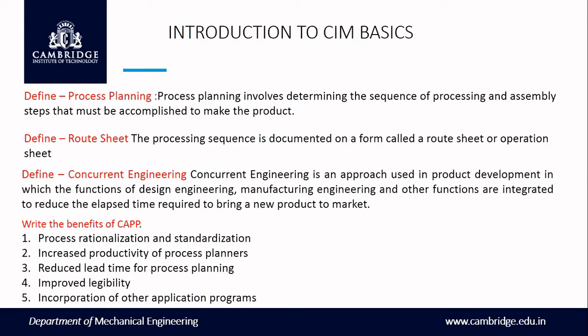Now, exactly what is process planning? It involves determining the sequence of operations and assembly steps that must be accomplished to make the product successfully. This is the major thing. If you have any doubts, you can ask once again. This is the thing you are supposed to have.